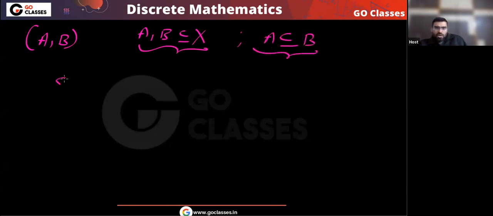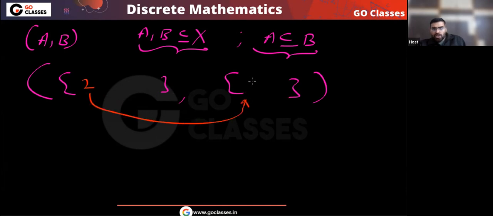So this is like this. This is A and this is B. If you are putting some element here, then automatically you have to put it here. If you are putting this element here, then automatically you have to put it here. So like this.